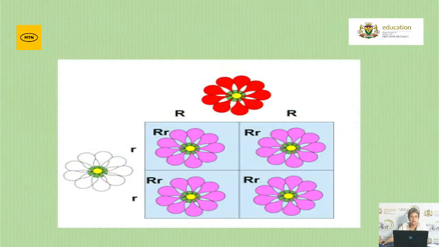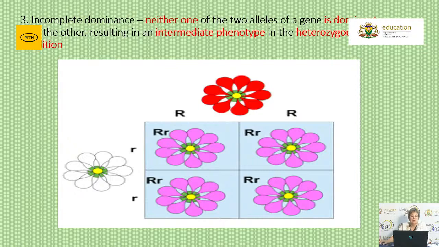But if we look at incomplete dominance, neither one of the two alleles of a gene is dominant. Not one of the two alleles is dominant over the other one. And then, very important, we have an intermediate phenotype in the heterozygous condition. So make sure that you know exactly how the definition is stated, and know that you can explain it in an example. So in this one, we will say neither one of the two alleles, red and white, is dominant over one another. It results in a, I think it's pink, intermediate phenotype in the heterozygous condition. So that is very, very important to look at your different types of dominance.